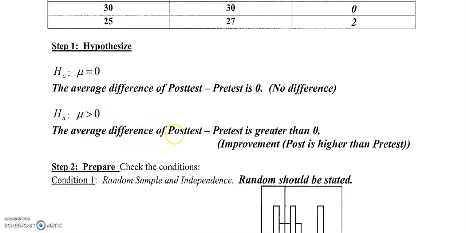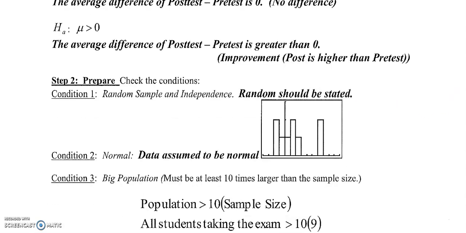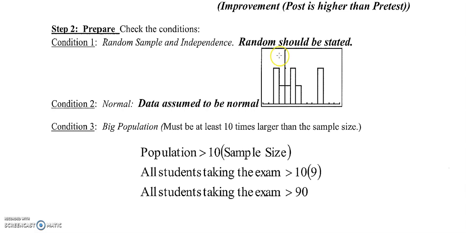The average difference of post minus pre-test is greater than 0. This is doing post minus pre, and if the post is higher, which is what we're assuming, that would be greater than 0. Again, it's still a t-test, so we're going to check our conditions. It's random, as it should be stated in the problem. We're going to assume the data is normal. Now, if we make a histogram of the difference list, it's not exactly normal. Remember, to be normal, it's safe to have 30 or more. We don't have 30 or more total, so we're just going to assume that it's normal.